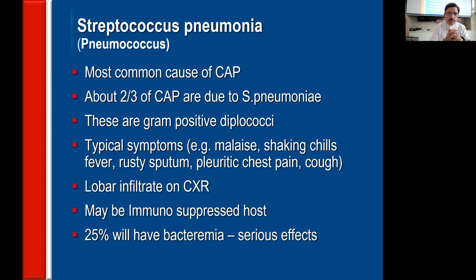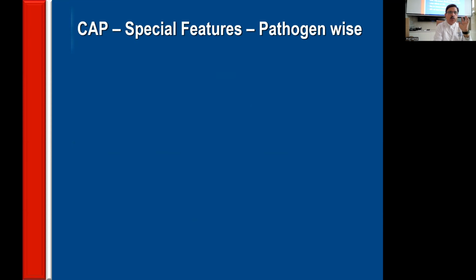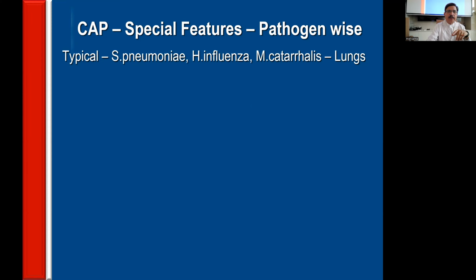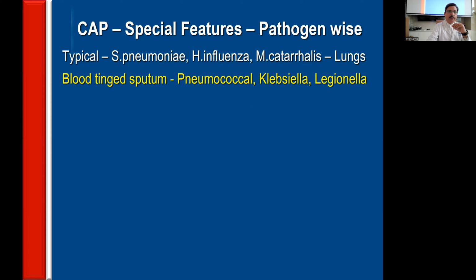25% will have bacteremia and serious side effects, especially in immunocompromised hosts. So what are the special features pathogen-wise? Depending on the pathogen, the pneumonia affects the lung differently. Typical pneumonia is S. pneumoniae, H. influenzae, Moraxella catarrhalis. Blood tinged sputum: pneumococcal, Klebsiella, and then Legionella. Okay, somebody has got blood tinged sputum, we are looking for Klebsiella and then pneumococcal pneumonia and Legionella.